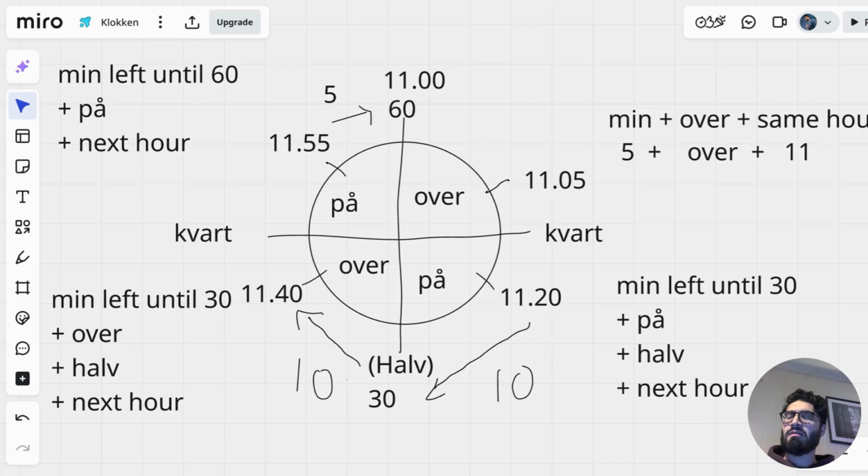And this is a very simplified explanation of how to say the clock in Norwegian. Try it yourself.